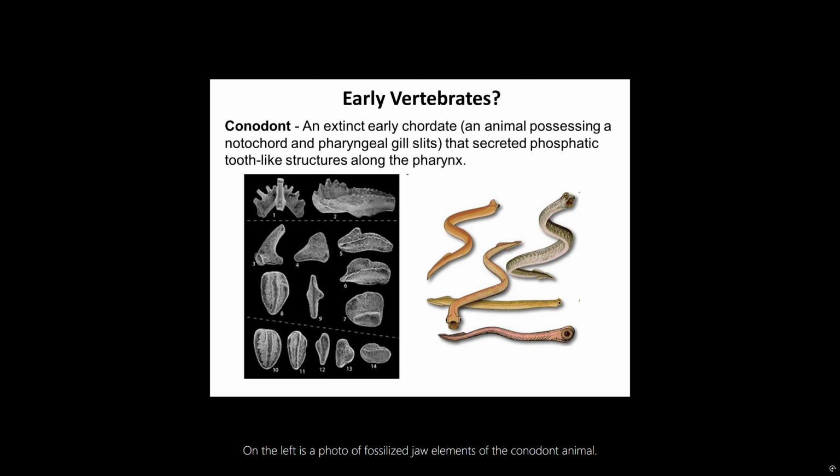On the left is a photo of fossilized jaw elements of the conodont animal. On the right is an illustration of what a conodont animal looked like. These animals were very small, just millimeters long. The fossils you see on the left are referred to as conodonts, and they're microfossils. There is much argument in the paleontology community on whether or not conodonts were vertebrates. Some of the whole animal fossils found recently do show a V-shaped musculature.